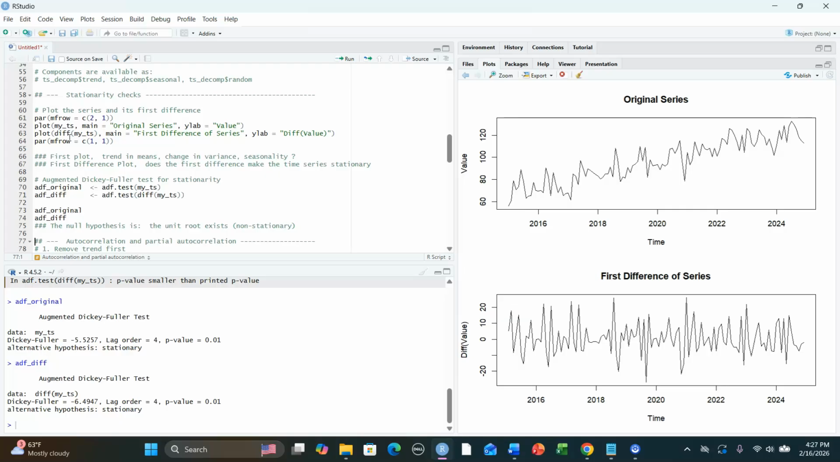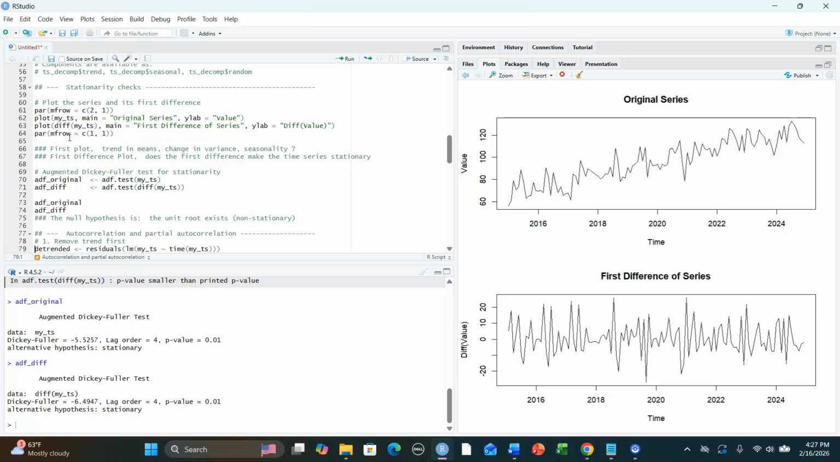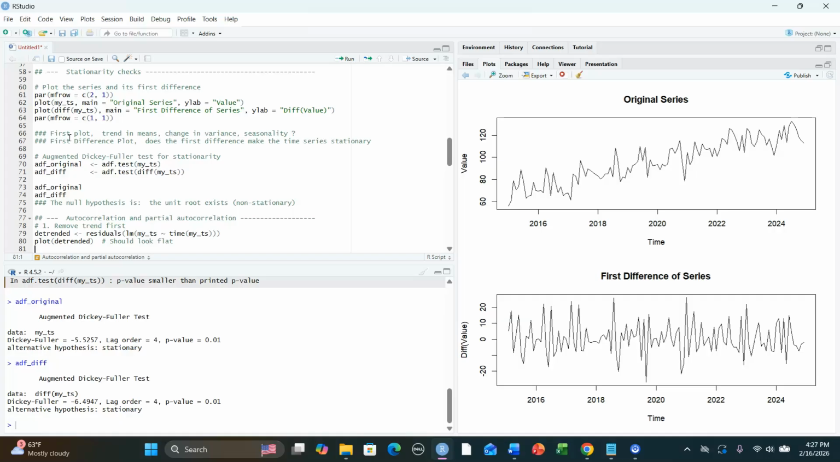Okay, and also from the same test on the differences, the p-value is small, so it's stationary. And we can check the autocorrelation and partial autocorrelation, just looking at the values of the data points close to each other over time. Before we do that, we can remove the trend first.